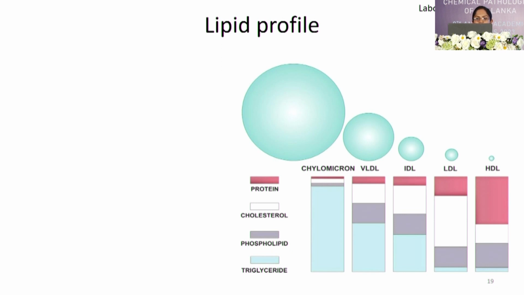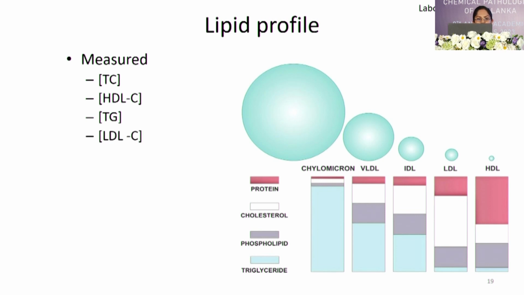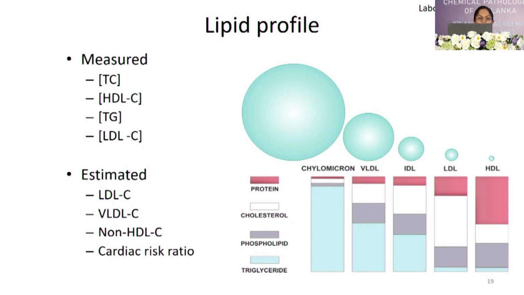So in the lipid profile, we measure total cholesterol, HDL cholesterol and triglyceride levels. I explained the total cholesterol, we measure the whole total cholesterol content. And sometimes we measure LDL cholesterol levels, and we calculate the LDL cholesterol level, VLDL cholesterol level and non-HDL cholesterol level, and also we can have the cardiac risk ratio.